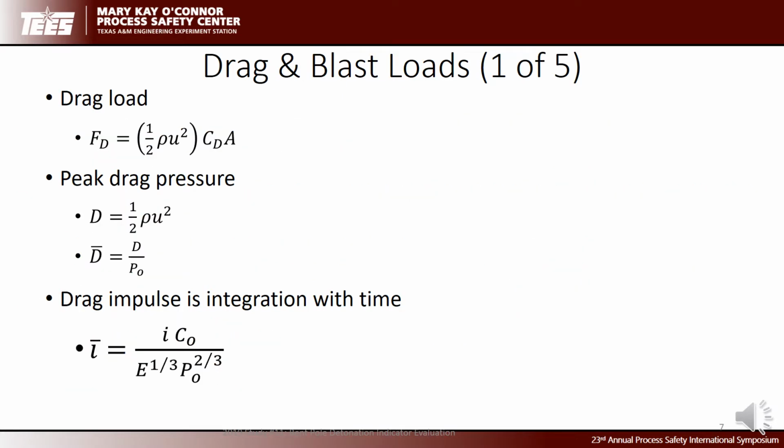For the drag and blast load, just so we're speaking the same language, drag load is 1/2 rho v squared times drag coefficient times the area of the object. If we look then at peak drag pressure, the term in brackets is 1/2 rho v squared. We looked at that in a dimensionless form by dividing by atmospheric pressure, and then also dimensionless drag impulse, which is just the integration of the drag load with time.